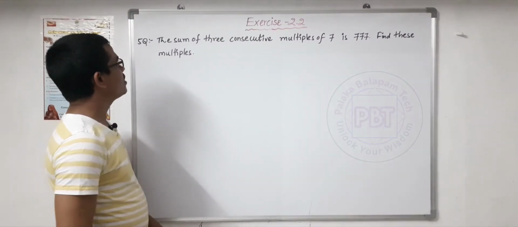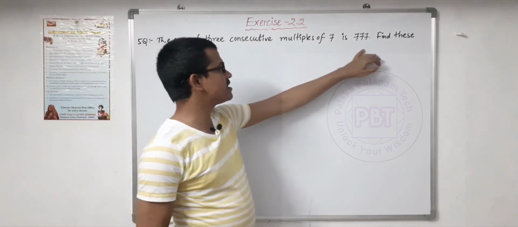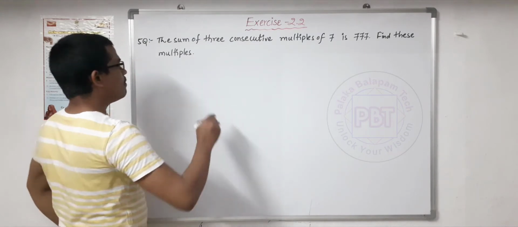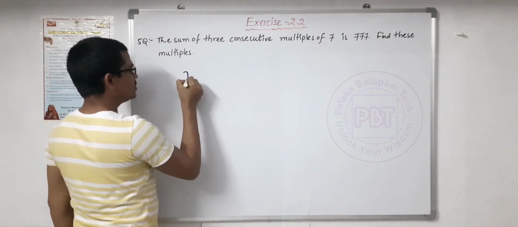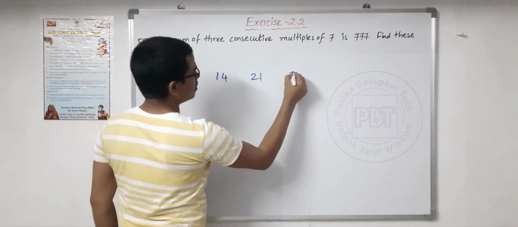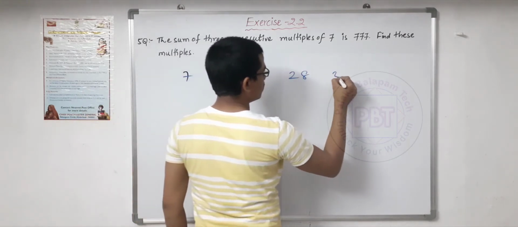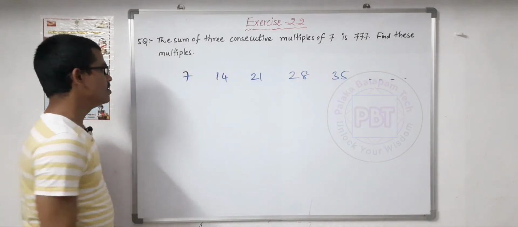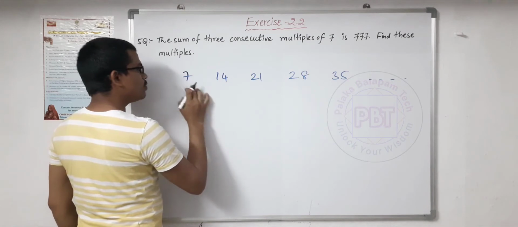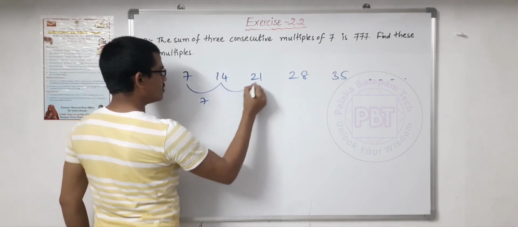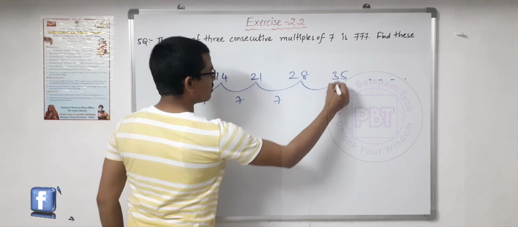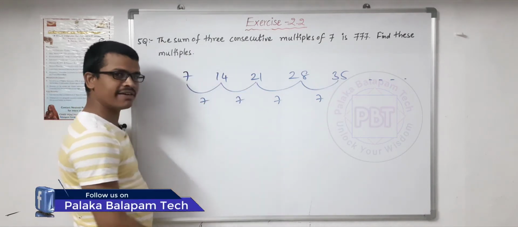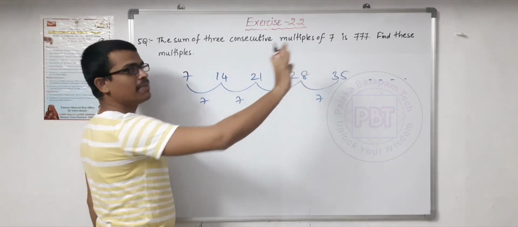Let us see the fifth question. The sum of three consecutive multiples of 7 is 777. Find these multiples. If you observe the multiples of 7, and so on, what is the difference between two consecutive multiples? That is 7. The difference is 7 everywhere. The difference between two consecutive multiples of 7 is 7 only, in the entire list of multiples.